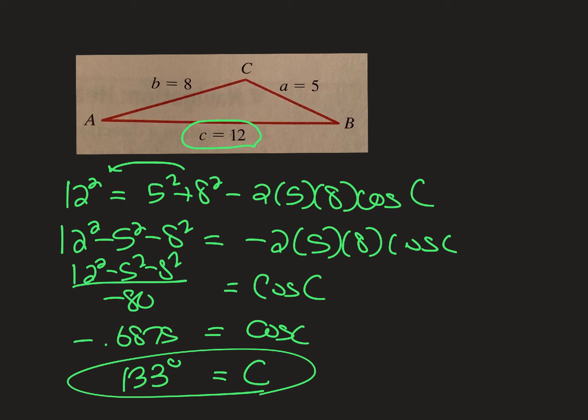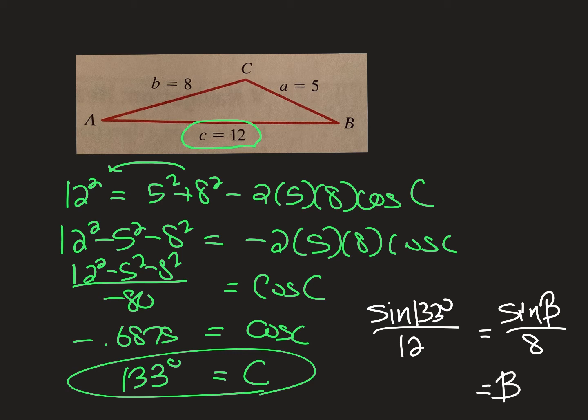Now, the only great thing about law of cosines is you just have to do it once. Once you do that, now I can go back to using law of sines. So I'm going to do sine of 133, which I just found, over side C, which is 12. And I'm going to try to find B. So I'm doing sine B over 8. All right, now I'm right back where I was yesterday. I'm going to cross multiply, do all the math, and find out what B is. When I punch all of it in, I get 29 degrees.